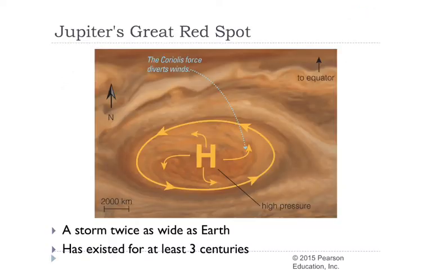This is Jupiter's Great Red Spot. It's a storm that fluctuates a little bit in size, but is typically about 2 to 3 Earths wide. So imagine that, a storm that's larger than the Earth itself. And we have records that track this to about 300 years that this storm has been going on.